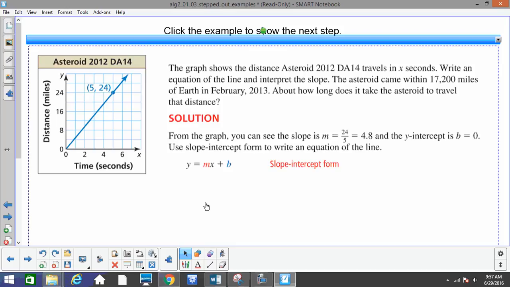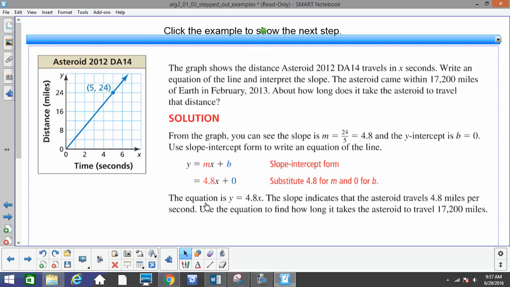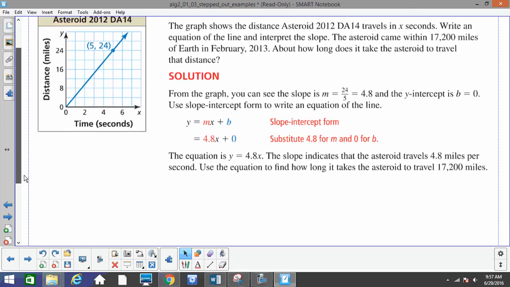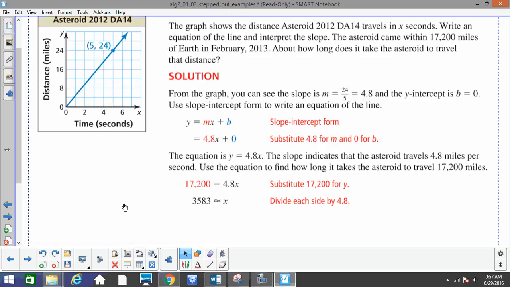Slope-intercept form is probably going to be the easiest one to use here. Substitute in what you know. And the equation is y equals 4.8x. Then we want to use that equation to find out how long it takes the asteroid to travel 17,200 miles. Substitute that in for y, divide, and you get about 3,583.